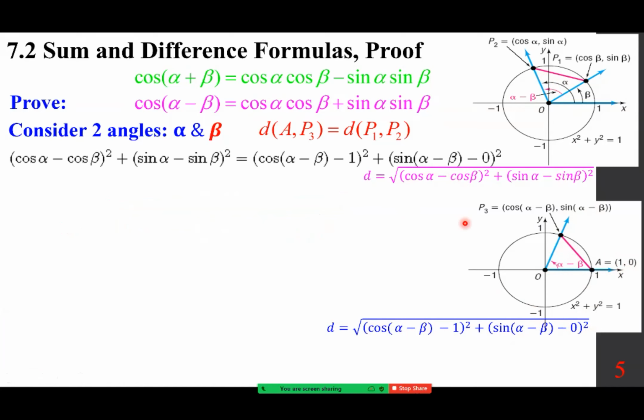Now we are going to square this. Remember, a minus b quantity squared is a squared minus 2ab plus b squared. So we square this. We square this one. And the same thing for this one. This one, it's sine of alpha minus beta because this goes away. So this is cosine squared alpha minus 2 cosine alpha cosine beta plus cosine squared beta. So this is the first one.